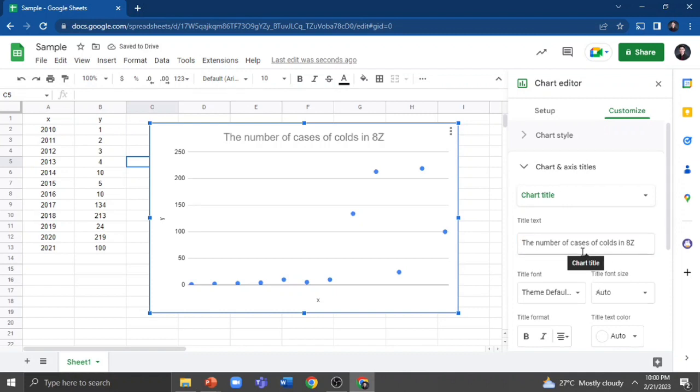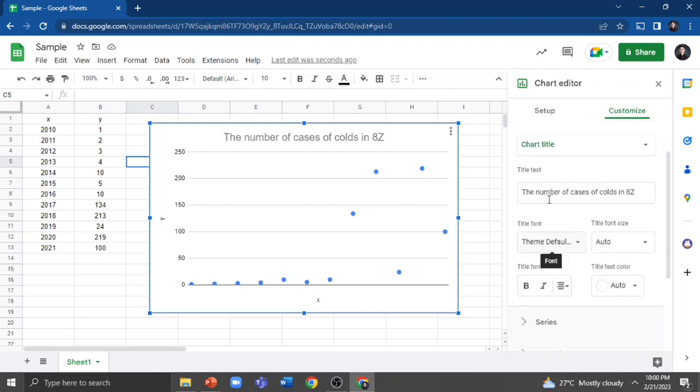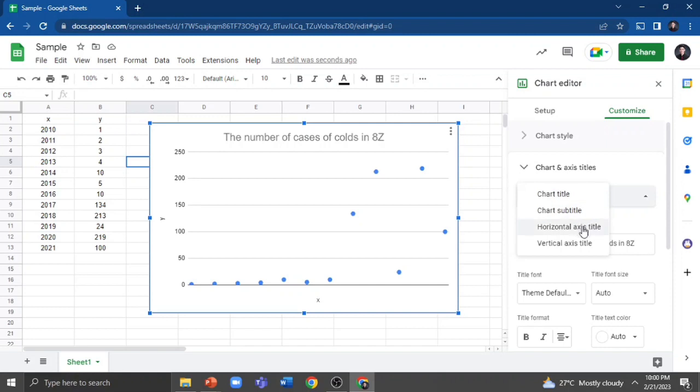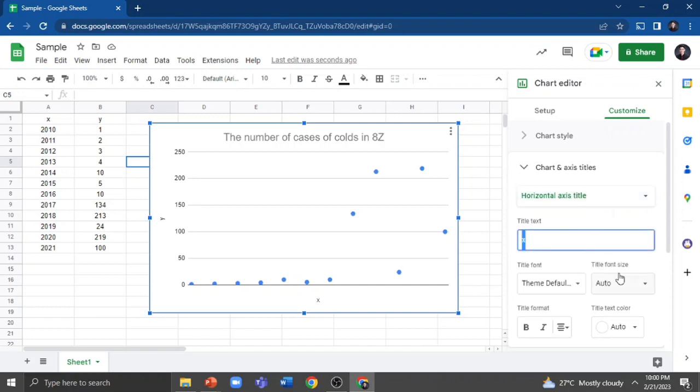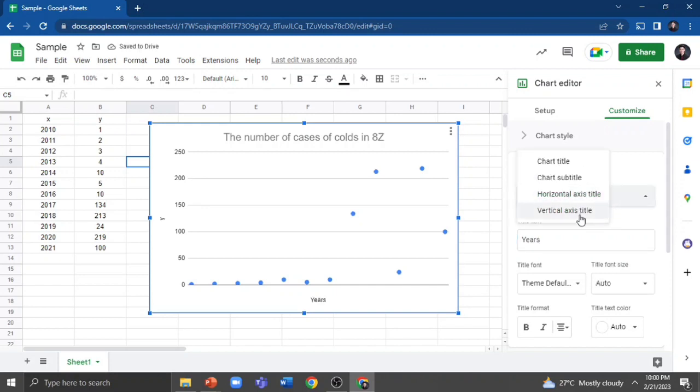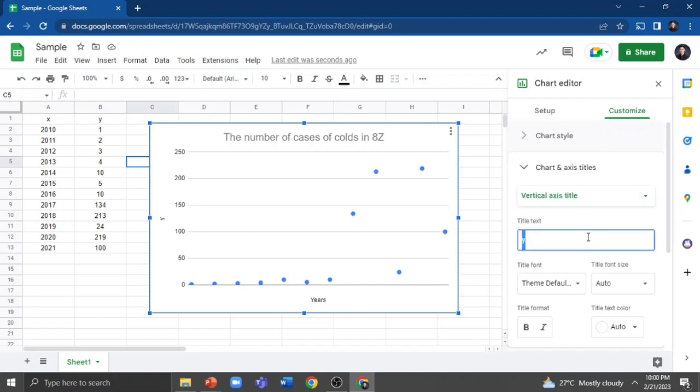At the same time, you can also edit your axis titles. So you may work on that also. Again, you can edit this. Okay? So horizontal axis title. Instead of X, let's say that this is years. You can go with years. Then go to the vertical axis title. That's your Y variable. You can say that this is number of cases.